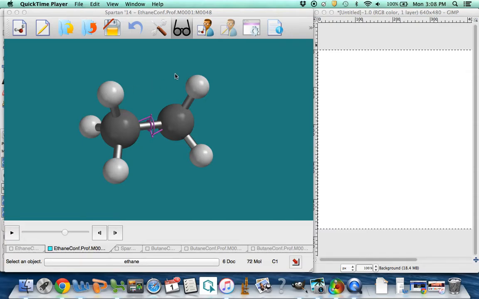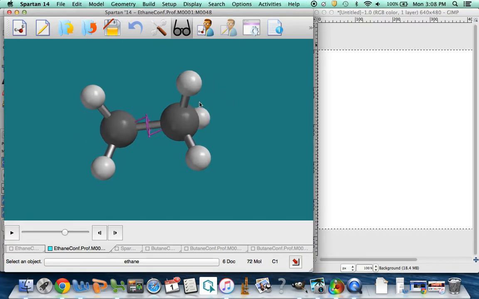Okay, we're going to look at the different conformations of ethane and butane, trying to visualize them with some molecular modeling software, looking at the relative energies of the different conformations and representing those different conformations as Newman projections.